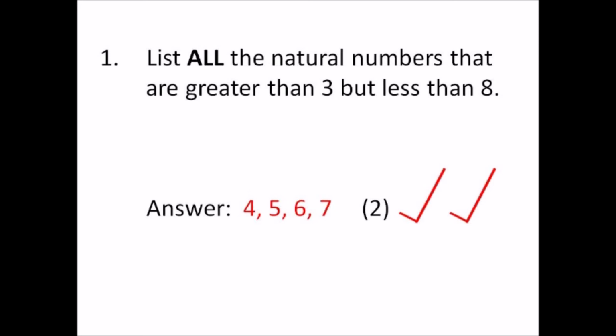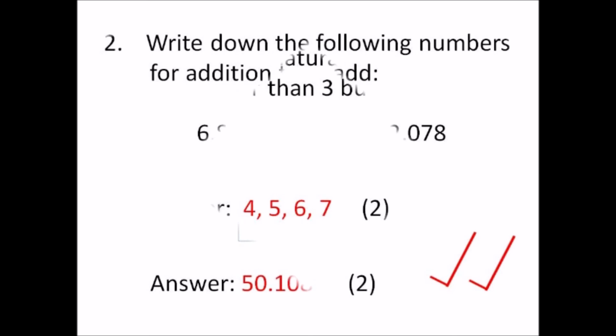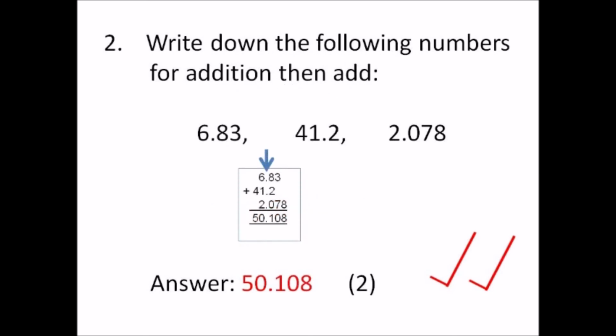The questions get harder. Got it? Mark those 2 big marks, and we move to number 2. Write down the following numbers for addition and add. Now you have to write. You see where I have that blue arrow? I put that there to show you the decimal points must line up, guys.